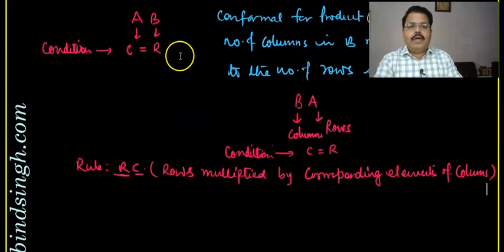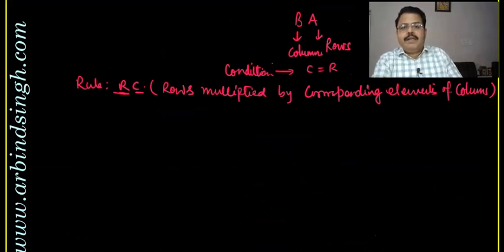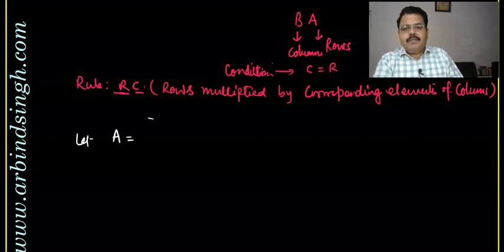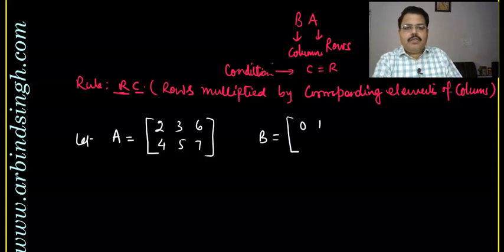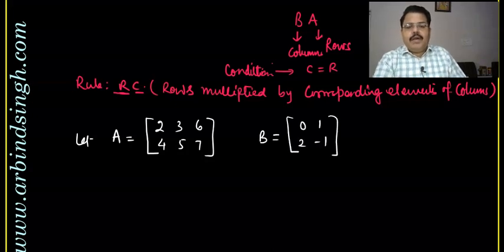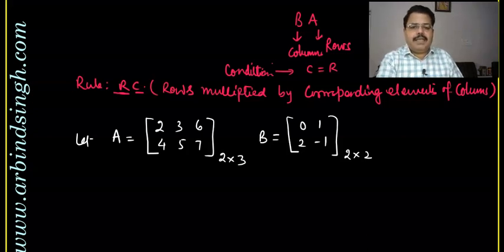So this is the rule, and let me explain with an example. Let A be the matrix with rows 2, 3, 4 and 5, 6, 7, like this. And B is a matrix with rows 0, 1 and 2, minus 1. Now, what is the order of A? Order of A is 2 into 3. And what is the order of B? 2 into 2. They are not conformal for addition, because in addition we had discussed that they must be of the same order. But here, the order is not necessary to be the same, but the number of columns in the first must be equal to the number of rows in the second.